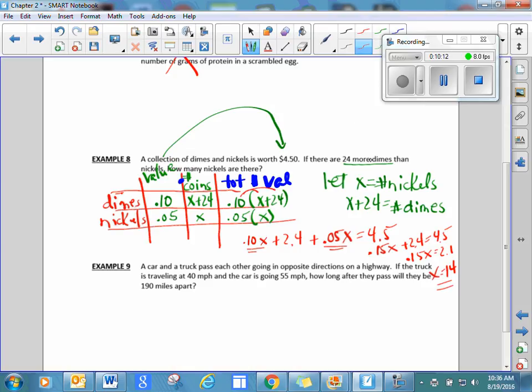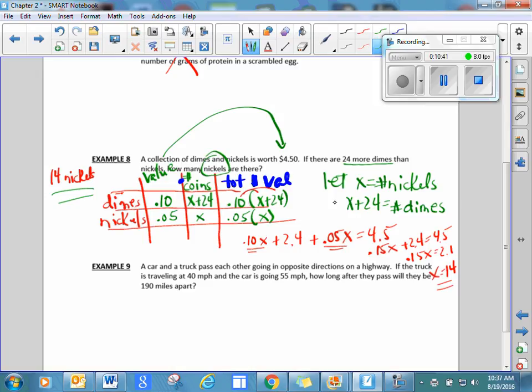So x is the number of nickels. So there are 14 of those nickels. And there are x plus 24 dimes, so that gives you the answer for the number of dimes. But notice this problem doesn't even ask you how many dimes there are. It asks how many nickels. So you really are finished with answering the question right now.